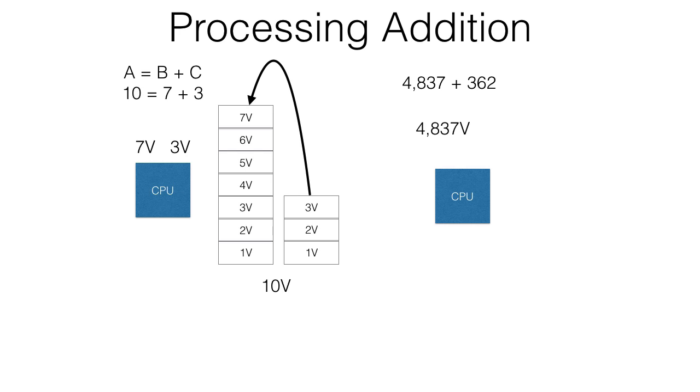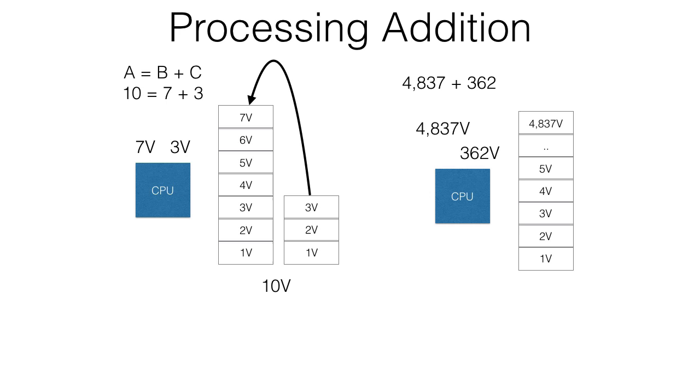Imagine that you have your calculator and the maximum number that you could add to is 240, and that's it. It's not very useful. Let's go ahead and go through the exercise. So I'm going to stack this up. Got 1, 2, 3, 4, 5, all the way up to 4,837 volts. Now I need 362 volts. And I'm going to walk through the same process. I'm going to add those two together and I get 5,199 volts.